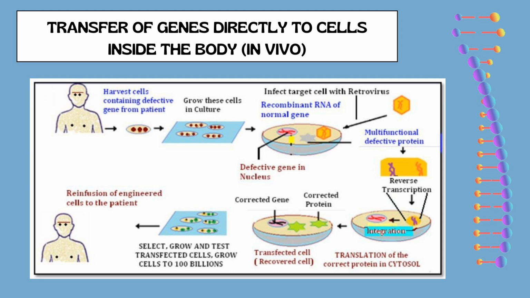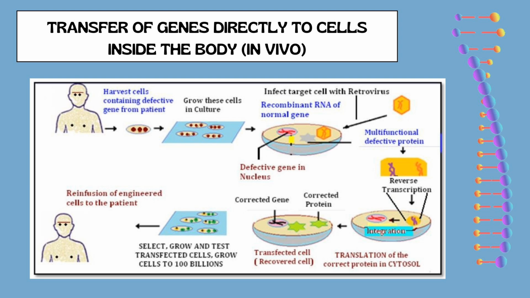This diagram illustrates an in vivo gene therapy process. And here the step-by-step process. First, harvesting defective cells. Cells containing a defective gene are harvested from the patient. Cell growth in culture. These cells are grown in a culture outside the body. Viral infection. The cells are infected with retrovirus carrying a recombinant RNA molecule containing a normal functional copy of the defective gene. The retrovirus is a vector designed to deliver the corrected gene without causing diseases.